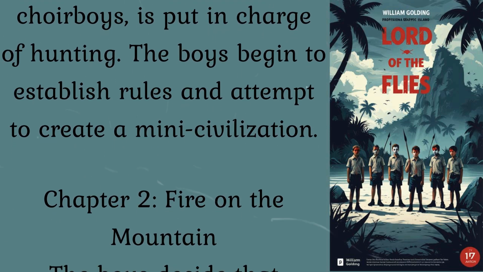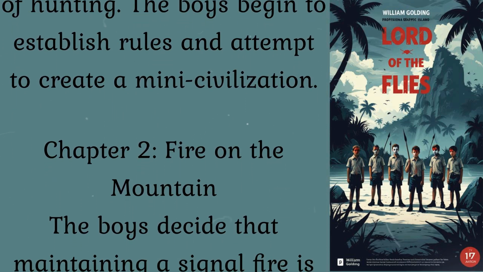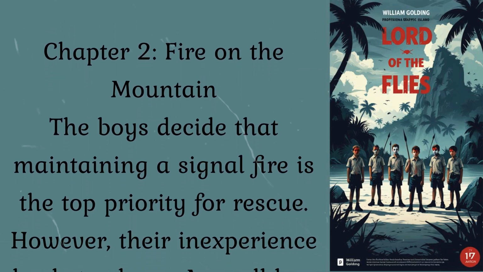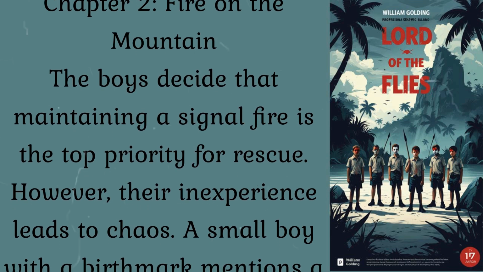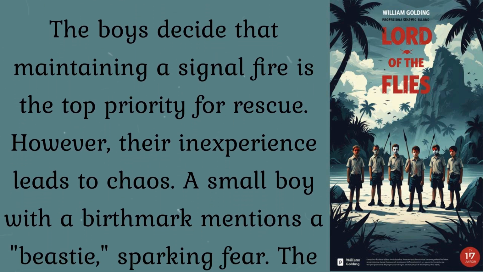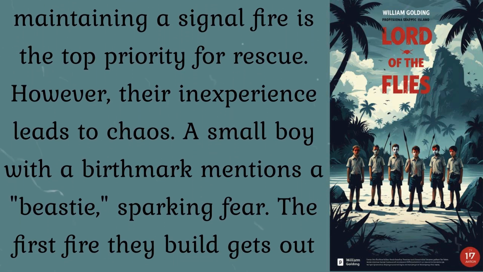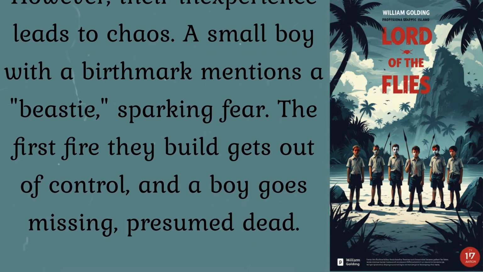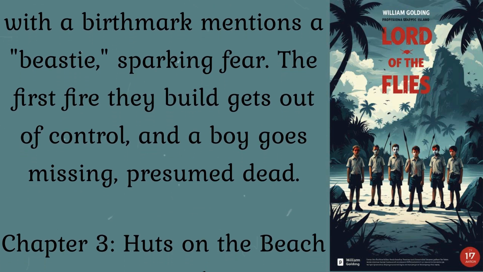Chapter 2. Fire on the Mountain. The boys decide that maintaining a signal fire is the top priority for rescue. However, their inexperience leads to chaos. A small boy with a birthmark mentions a beastie, sparking fear. The first fire they build gets out of control, and a boy goes missing, presumed dead.